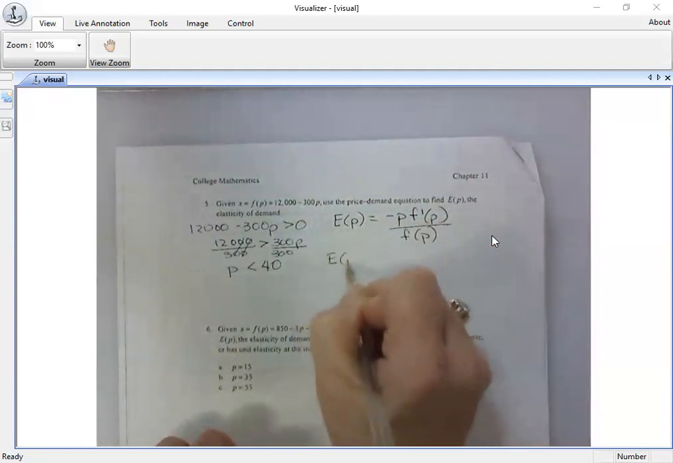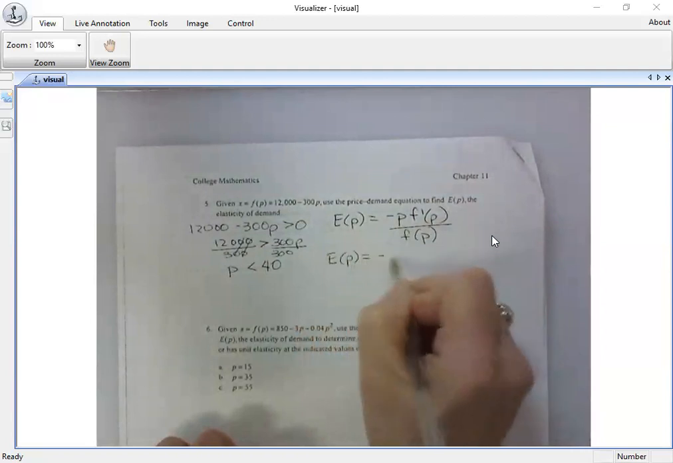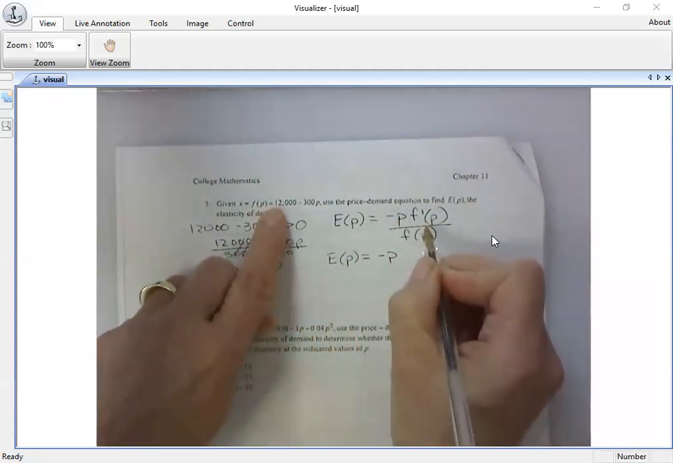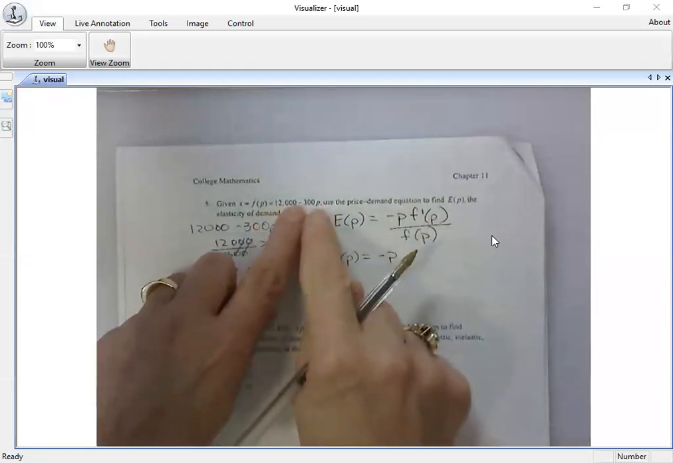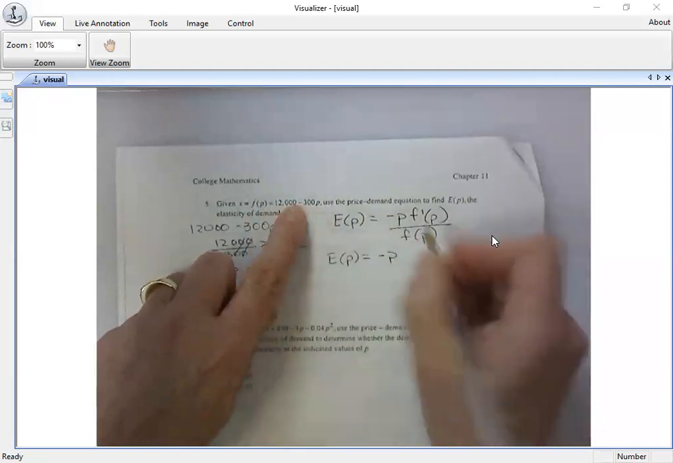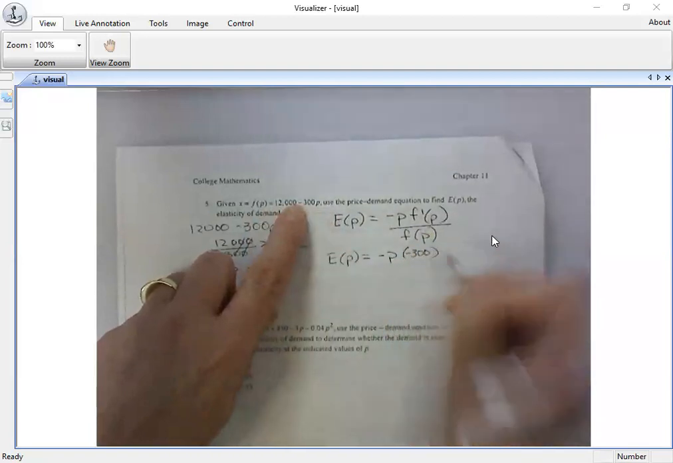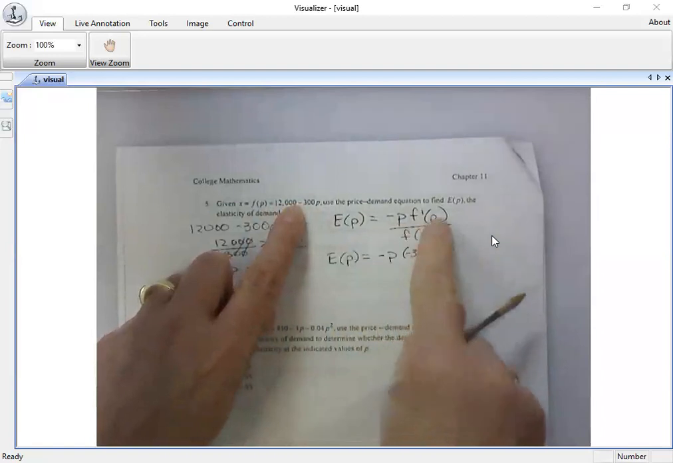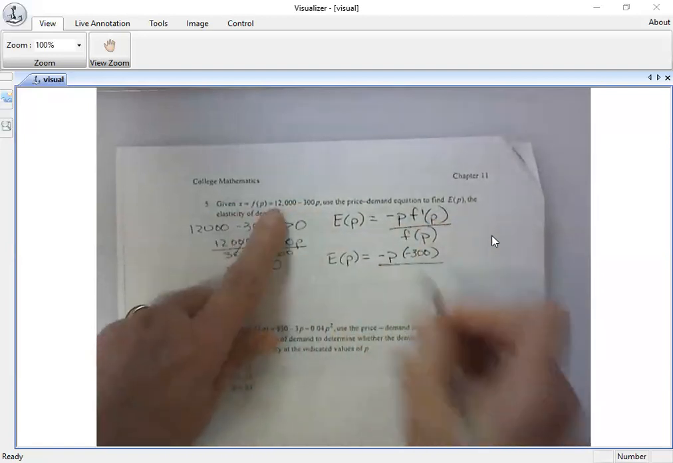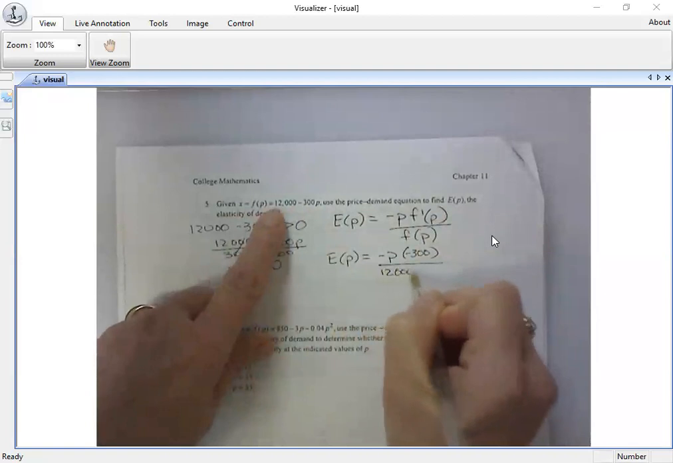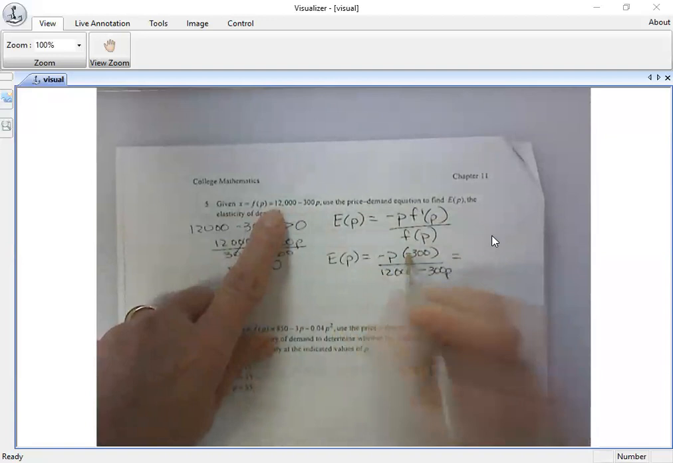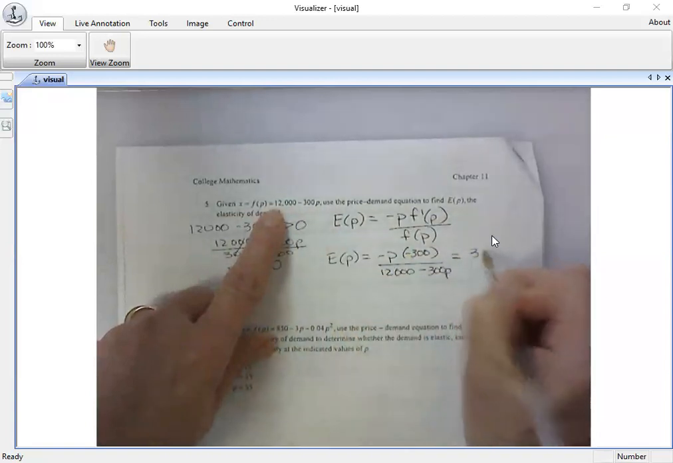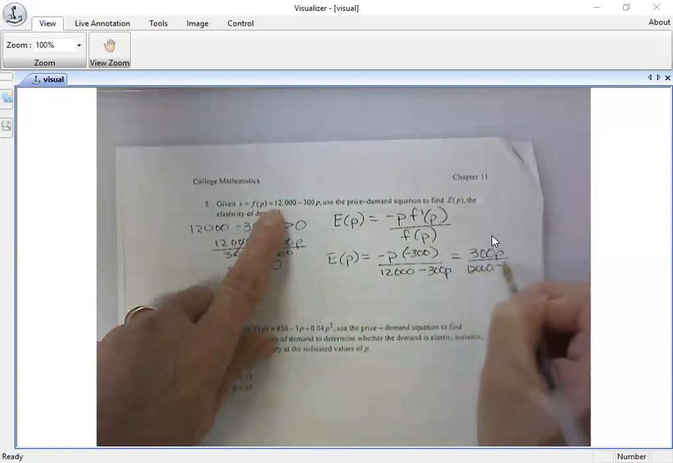So let's do this. I'm going to have negative P. Now, can you take the derivative of this? Derivative of 12,000 is? Zero. What's the derivative of negative 300P? Negative 300. And I will be multiplying these together. It's negative P times that over, here's my original function, 12,000 minus 300p. So a negative times a negative gives me a positive 300p over 12,000 minus 300p.